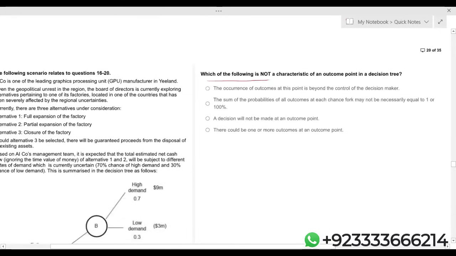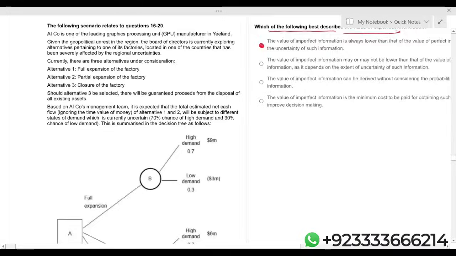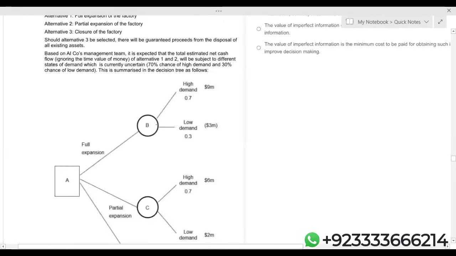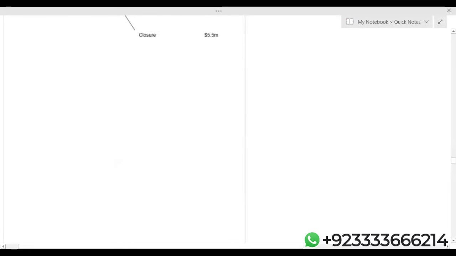Which of the following is not a characteristic of an outcome point in a decision tree? Now come here, just one thing. See, at B, there are two outcomes. The total probability of these two outcomes is 1, if you sum both of them. There could be 3, 4, 5, 7, 8 outcomes possible at each point, but the total of their probability is always going to be 1.